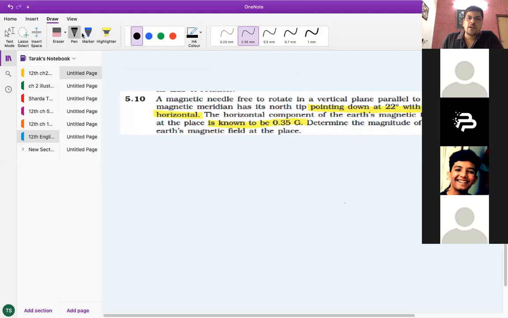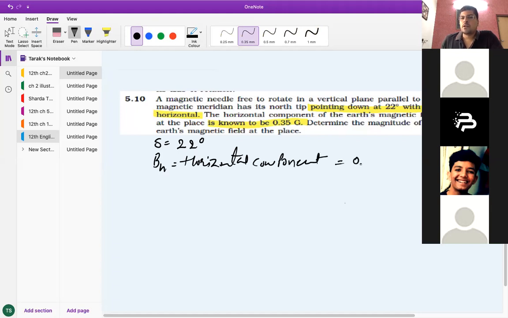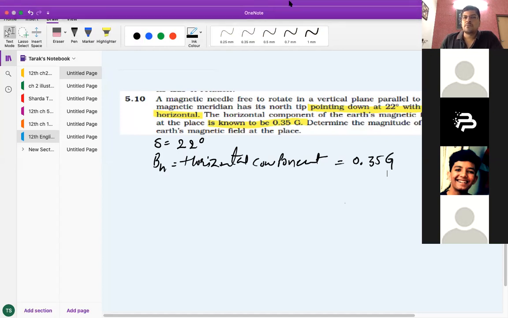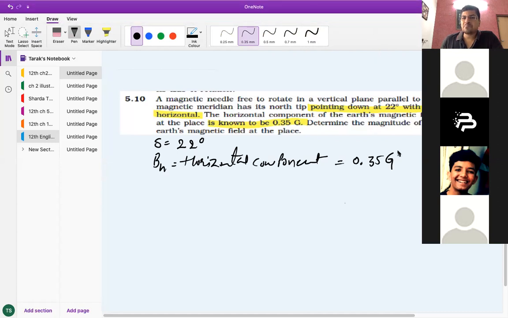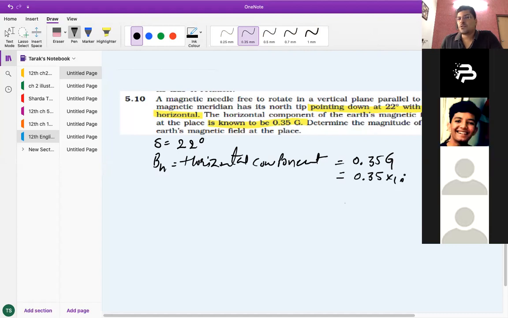Whenever you are solving such an example, the advice is to mention all the data. Your delta is equal to 22 degrees and the horizontal component B of H is equal to 0.35 Gauss. Whenever it is given as 0.35 Gauss, we should also mention it in terms of Tesla. In this example there is no need to convert to Tesla, but in our second last and last examples we are required to convert to Tesla. So our magnetic field is like that.